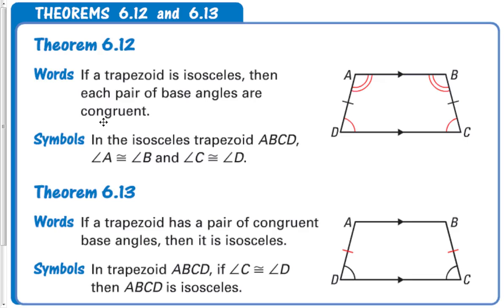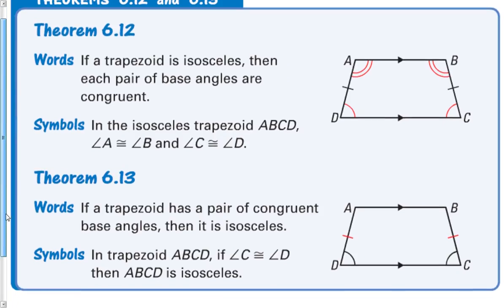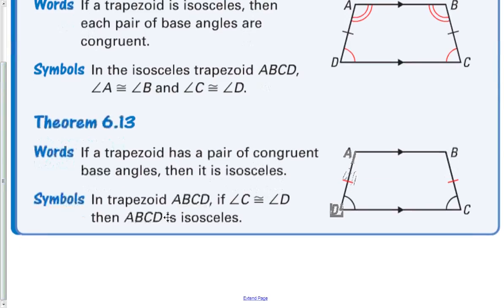Specific theorems about an isosceles trapezoid: each pair of base angles are congruent. So in this example here, angle A and B are one pair of base angles, and they are congruent. Angle C and angle D are the other pair, and those are also congruent. So if we have an isosceles trapezoid, then we have those two pairs of congruent angles. The converse theorem says if we have a pair of congruent base angles, then it's isosceles. Kind of makes sense, it goes both ways.